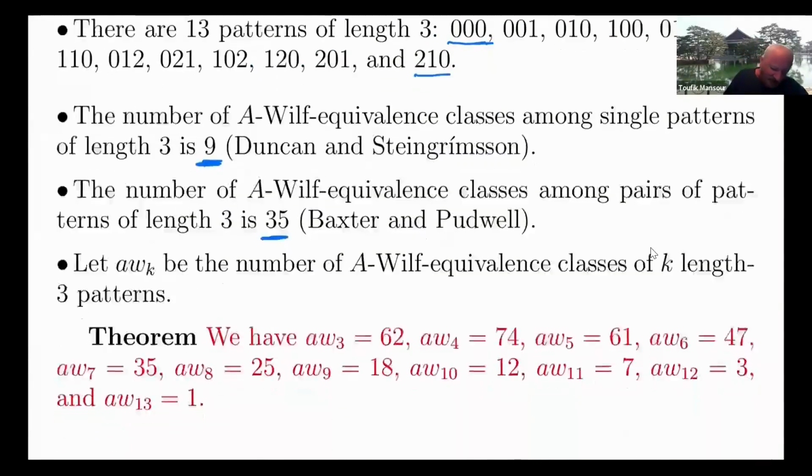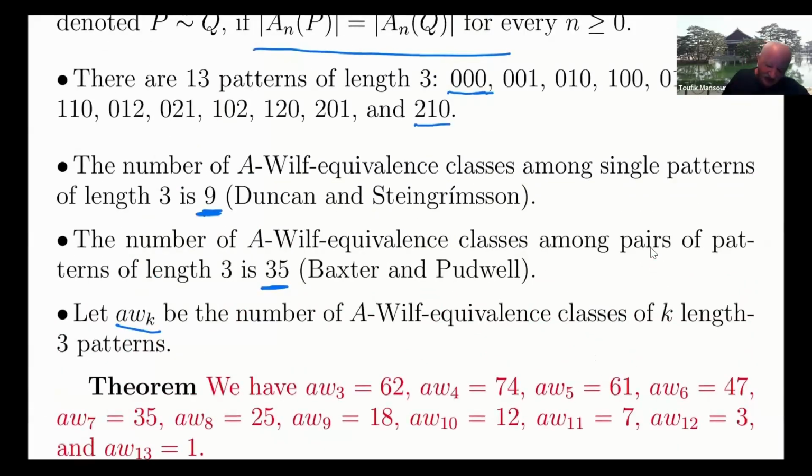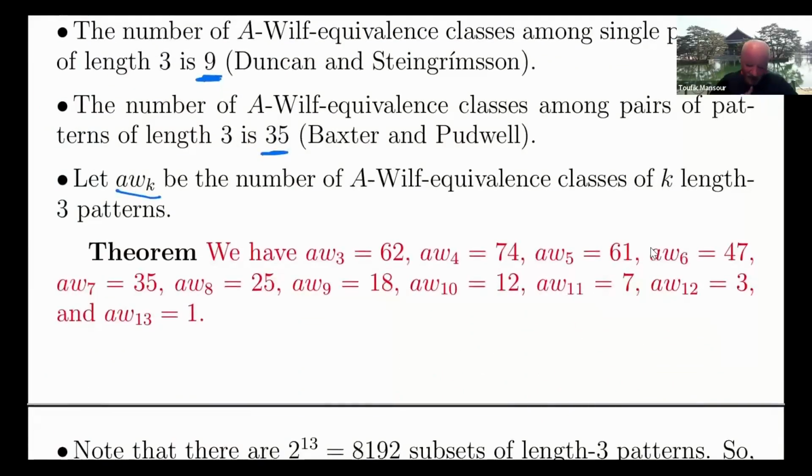Now I will define AW_k to be the number of Wilf equivalence classes of length 3 patterns. That means from this set, if I consider subsets of these 13 and look at all possibilities, what is the number of Wilf equivalences here? So the theorem says AW_3 is 62, 74, 61, 47, up to 1.